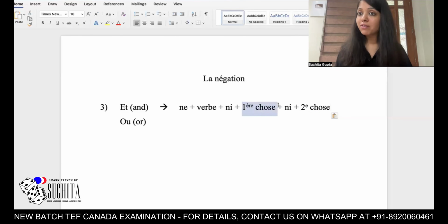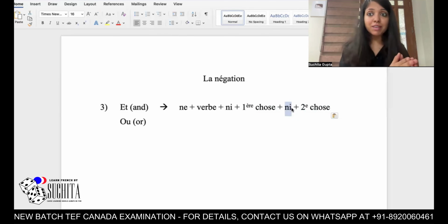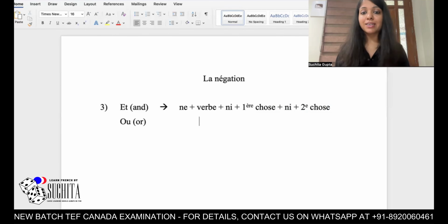So before the first thing, you have to put ni, which means neither. And before the second thing, you have to put another ni. So basically, you have two ni in your sentence: the first ni is put before the first thing, and the second ni is put before the second thing. So two ni, which would mean neither or nor. And I would write that in English as well: neither nor.